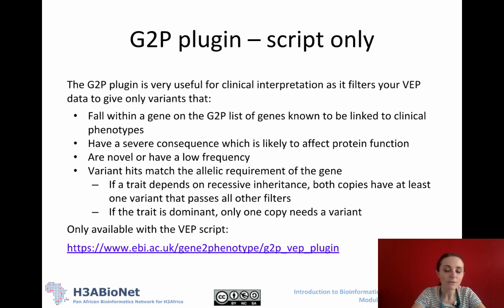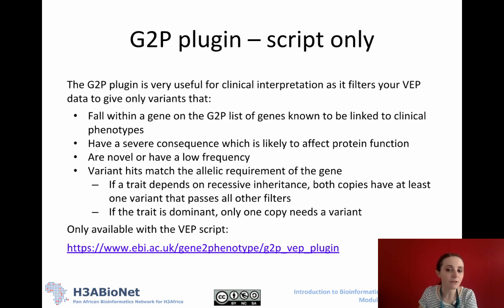So one of the things it does is filter by a list of genes. There are publicly available lists which give you lists of genes that have been linked to clinical phenotypes. So it filters out all of the variants which are not found in these genes. It also filters to give you only those that have a severe consequence that are likely to affect protein function, so there's high impact variants and missense. And it also filters to only include things that are novel or have a low frequency.